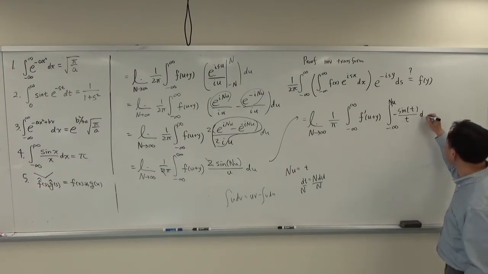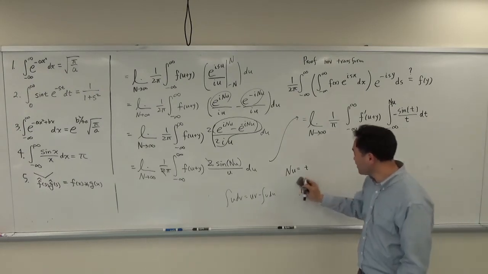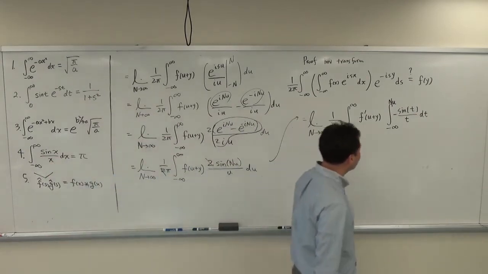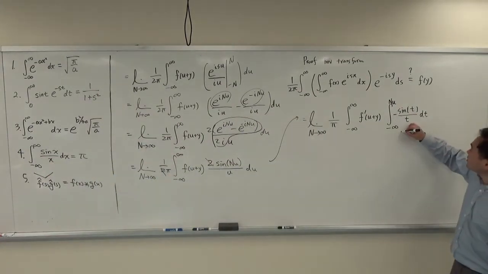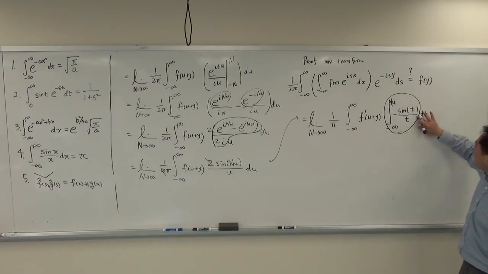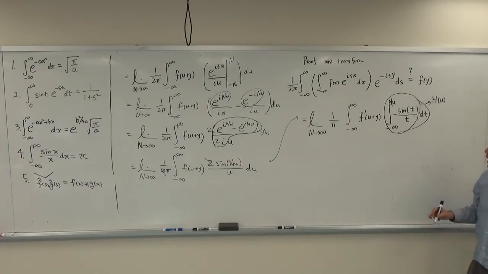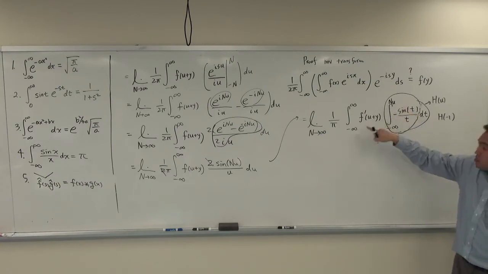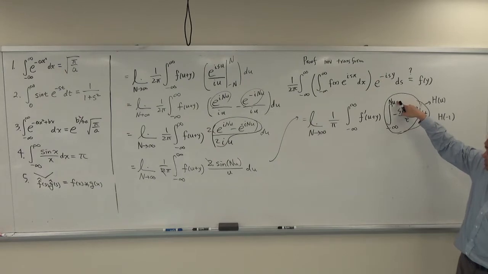Now we get to use this one right here. Let's look at this function. I'm going to call this h of u. Now, as n goes to infinity, what happens to h of a negative value, say negative 1? Well, if you plug in negative 1 in here, that's negative n, and you're taking n to infinity, so that's going to be negative infinity and negative infinity.